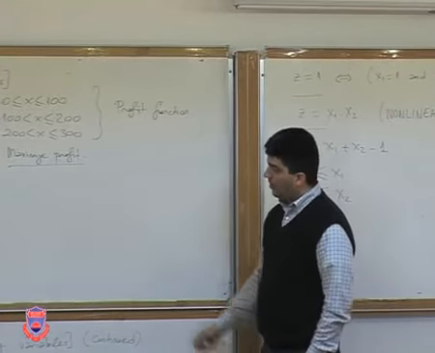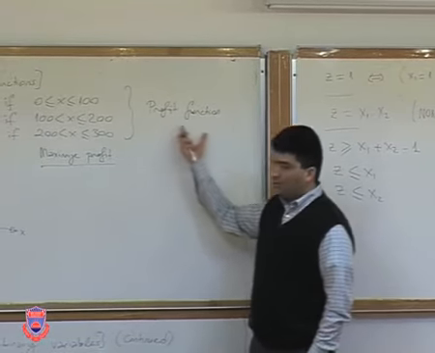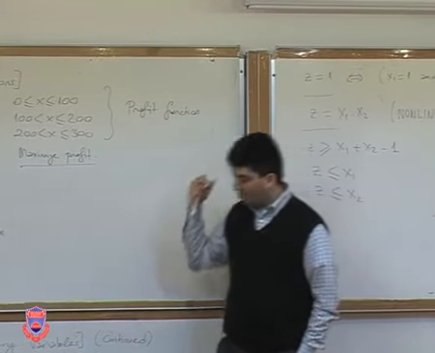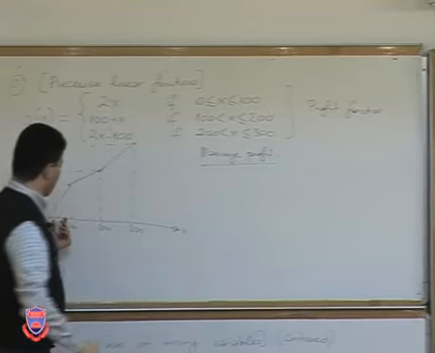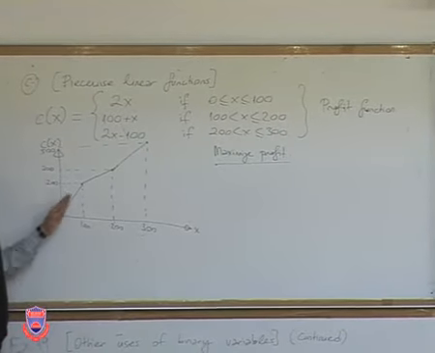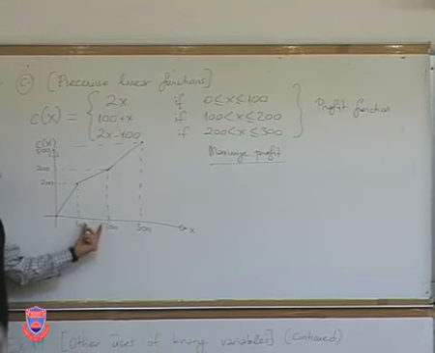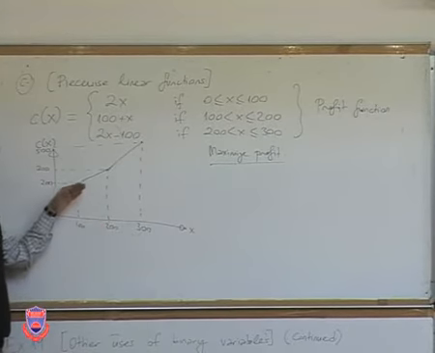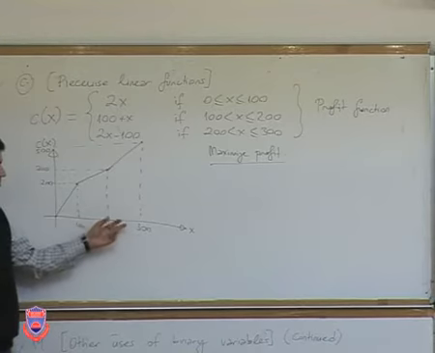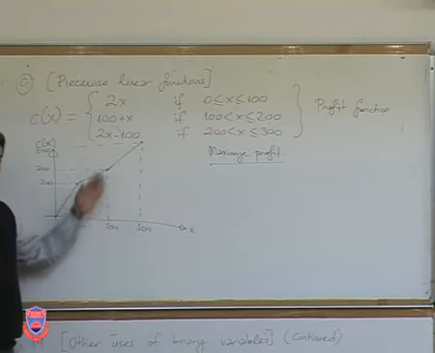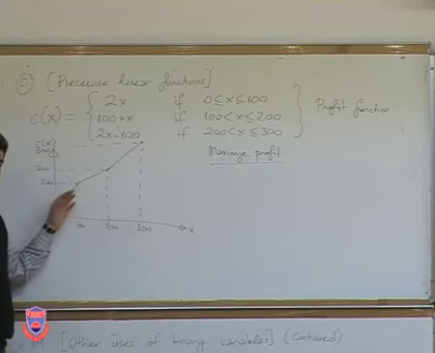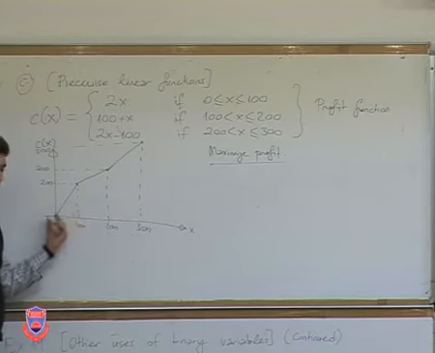So think of this as my total profit function. So what does that mean? For example, in this interval, my profit is given by 2 times x. In this interval, maybe I need to hire some additional workers, so as a result, my profit goes down. And then here, maybe I already have some workers, and my profit goes up again, or something like that. So think of this as my profit function.